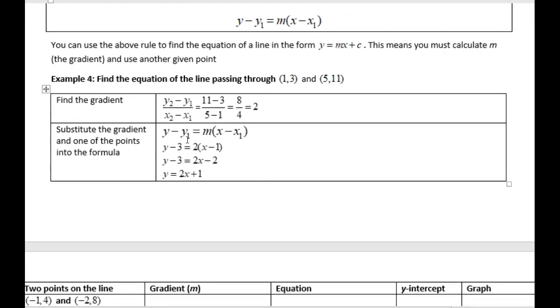Now I use this new rule. So y minus y1 equals m times x minus x1. So I substitute in the point 1, 3. So that means y1 is 3, x1 is 1, and my gradient is 2. So I've got y minus 3 equals 2 times x minus 1. And then what I've done in this next step is I've just expanded the bracket and then I've simplified. So my final equation is y equals 2x plus 1. So from this equation, I can see my gradient is 2 and my y-intercept is 1.